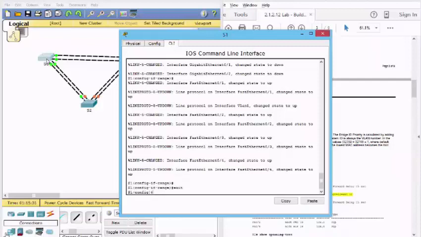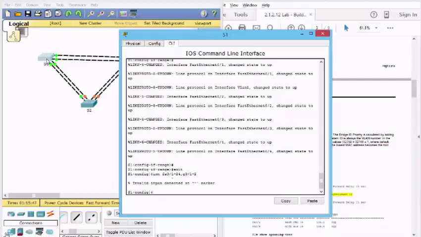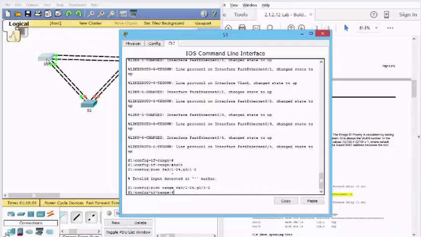We are in the global configuration mode. We type interface FastEthernet 0/1 to 24, so these 24 FastEthernet ports and 2 gigabit Ethernet ports 0/1 to 2. Oh, we didn't put the range. Interface range FastEthernet 0/1 to 24, and then gigabit 0/1 to 2. And now we shut down.